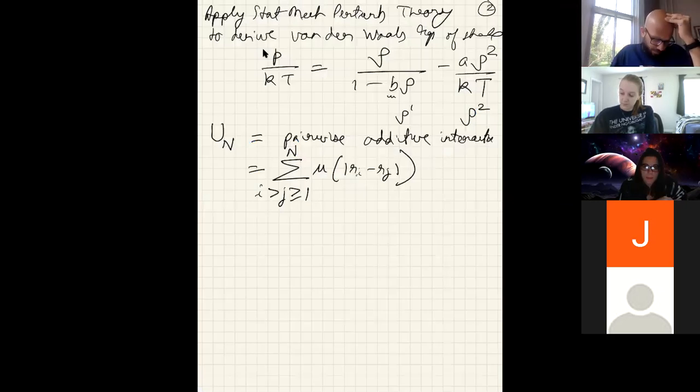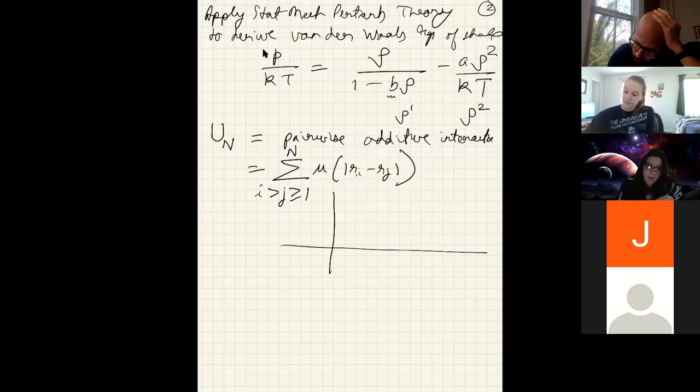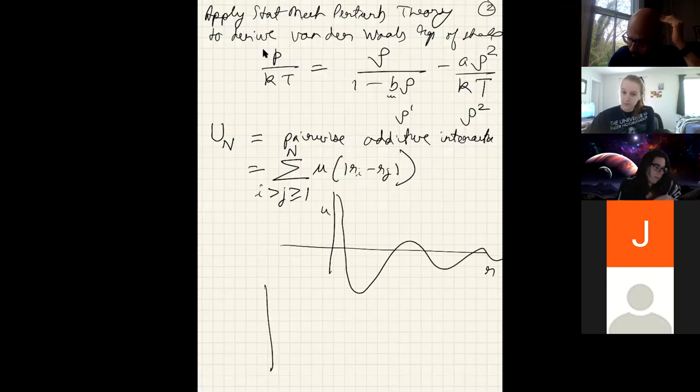So we have this pair interaction. So today, what would this pair interaction look like? This pair interaction could look like anything. It could look something like this: U versus R, but that's typically not a common form that is used for a pair interaction.